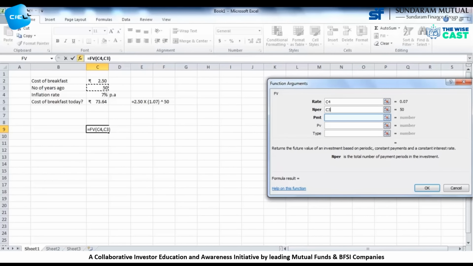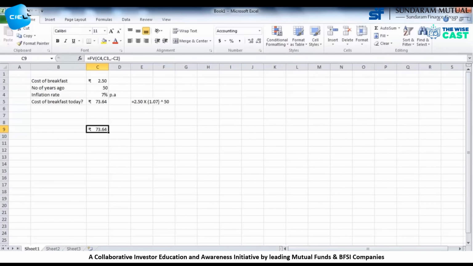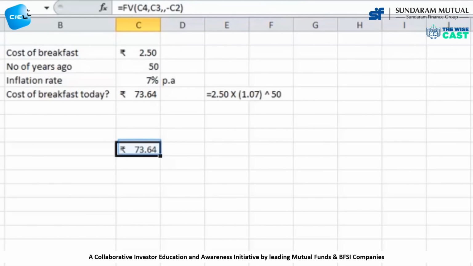The next parameter, PMT, is to be skipped for this calculation. Against PV or present value, enter the cost of the breakfast paid by grandpa. In the PV cell, add a minus sign against the value which has to be compounded. The next parameter, type, can also be skipped for this calculation. The result 73 rupees 64 paise matches the result obtained by using the compounding formula.